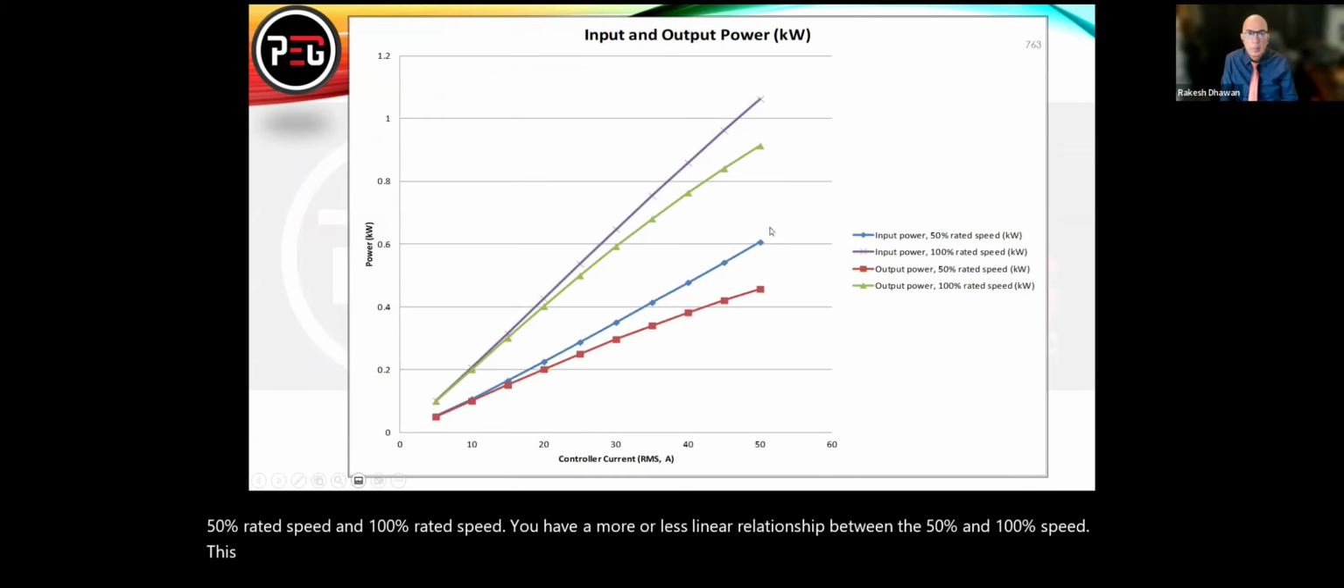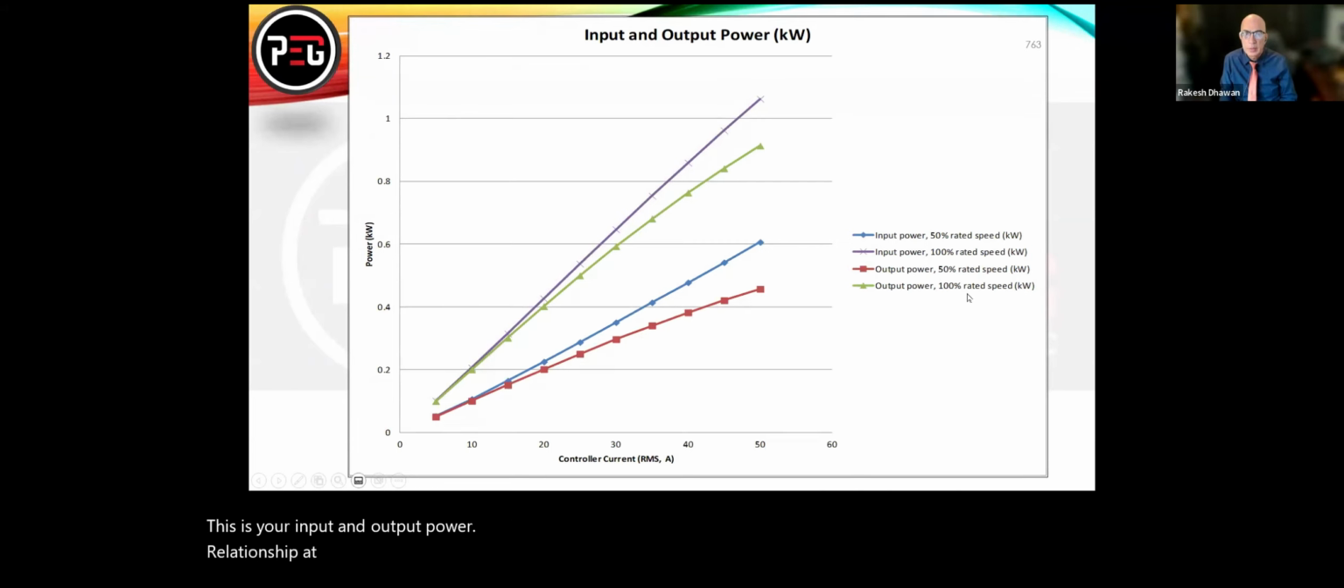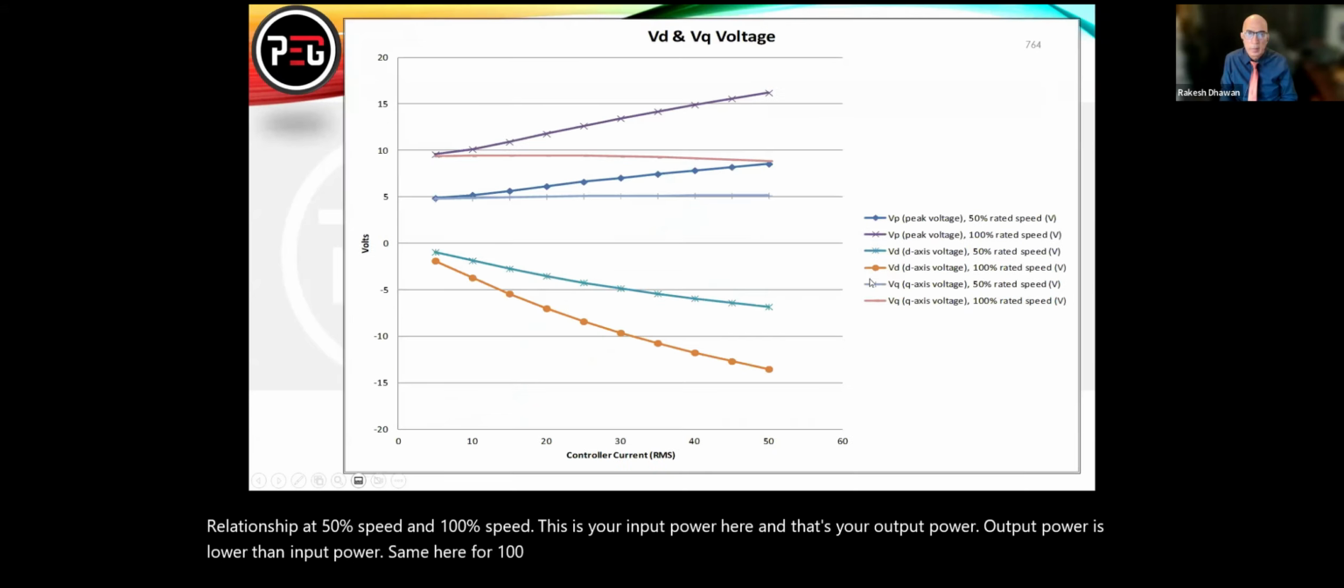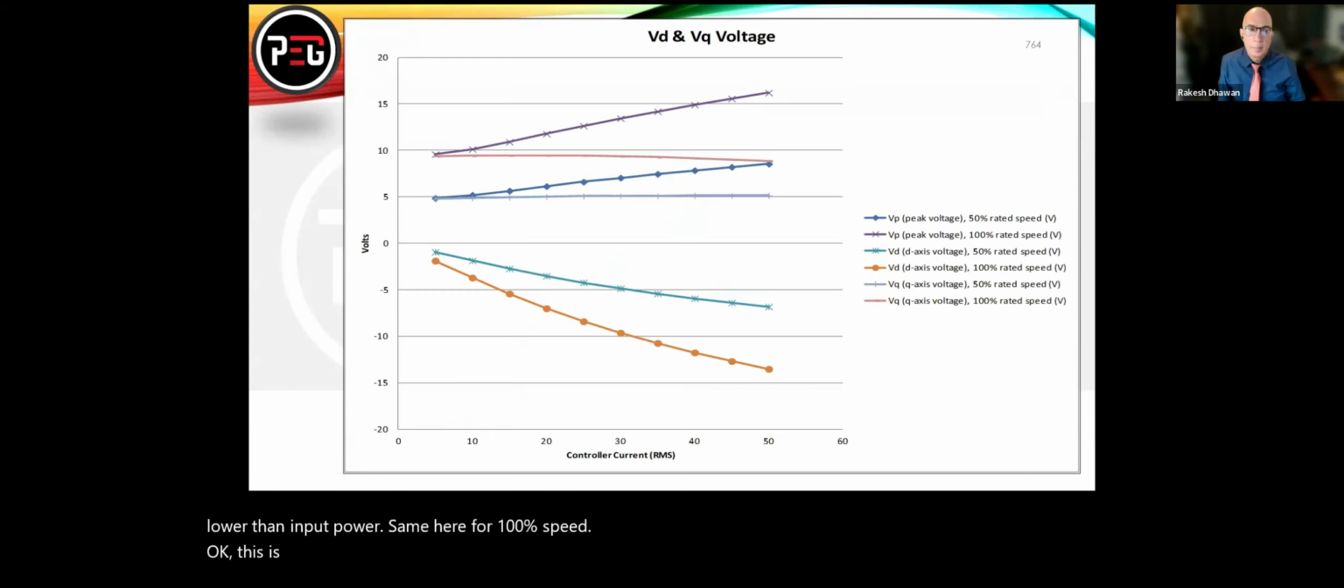This is your input and output power relationship at 50% speed and 100% speed. This is your input power here, and that's your output power. Output power is lower than input power, same here for 100% speed. Okay, this is your estimation of VD and VQ values, 50% and 100%.